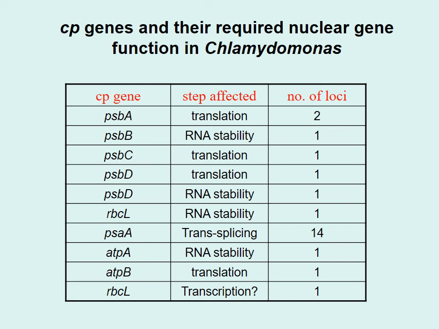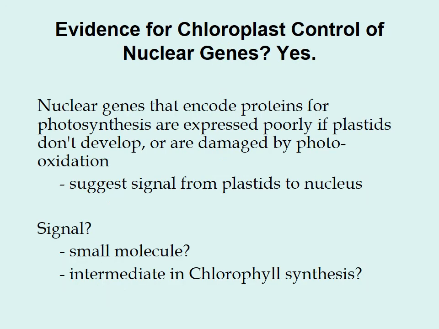RBCL, ribulose bisphosphate carboxylase large subunit, is responsible for RNA stability, 1 locus. PSAA is trans-splicing, 14 loci are present. ATPA, RNA stability, 1 locus. ATPB, translation, 1 locus. And RBCL, transcription, 1 locus.